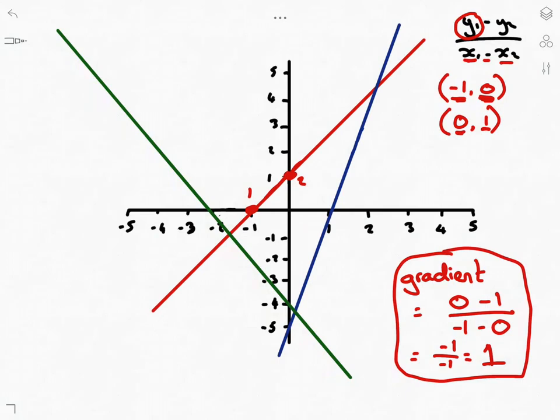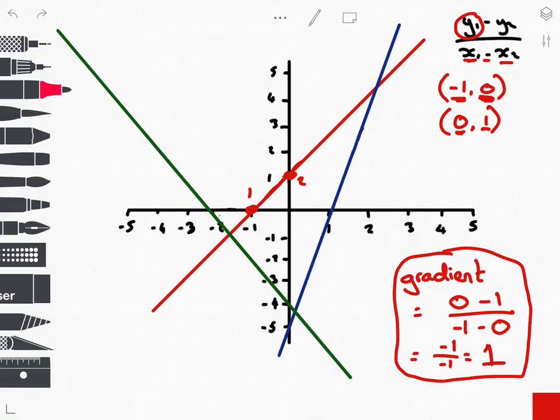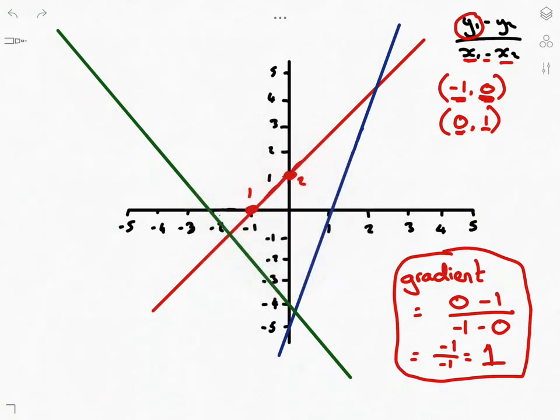It's how much it changes as we go along the line. So if we go along one step, it goes up one step. So it's a gradient 1. Go along another step, goes up 1, and along and up. And it's always going up by 1 every step we go along. Okay? Oops, I'm going to redo that. Let's do another one.